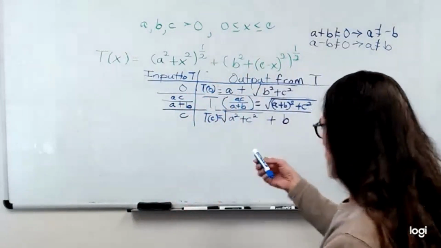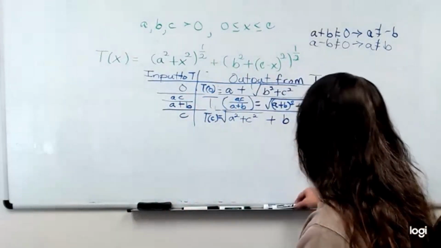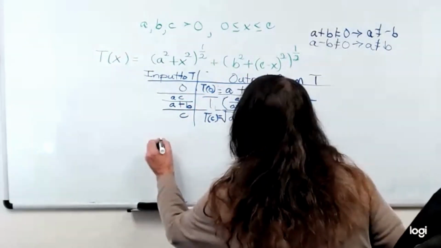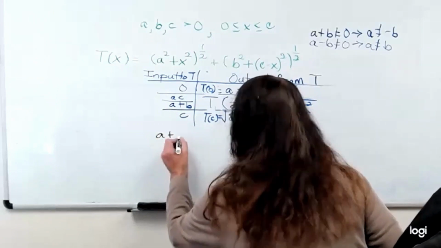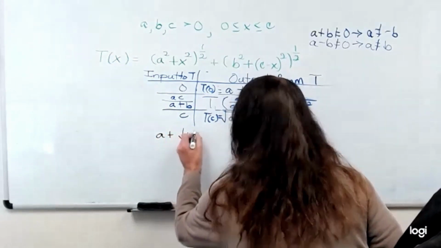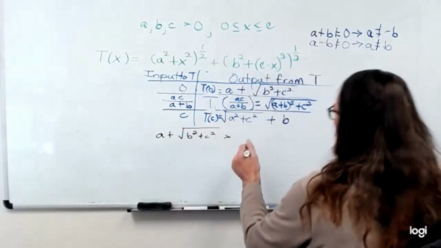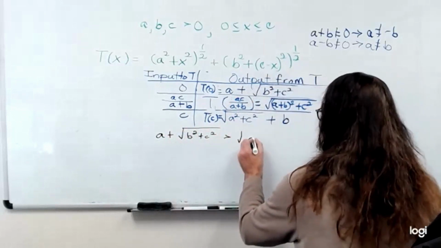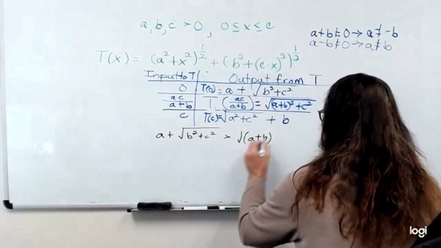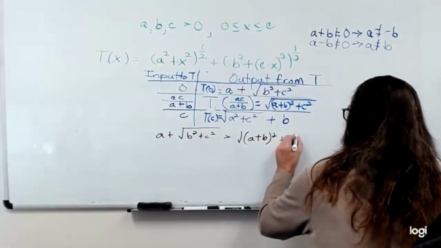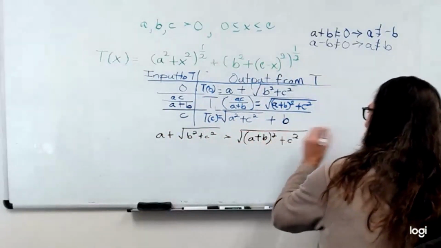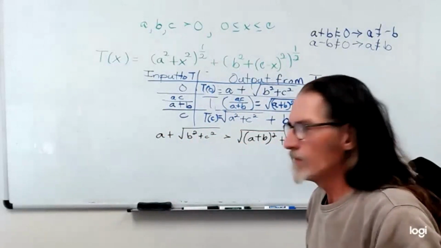So I want to show: is A plus the square root of B squared plus C squared greater than the square root of the quantity A plus B squared plus C squared, all of that under the second root?